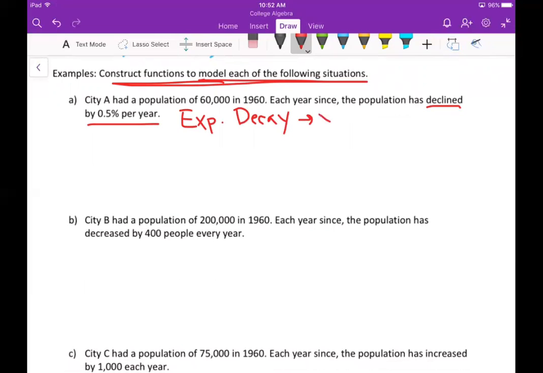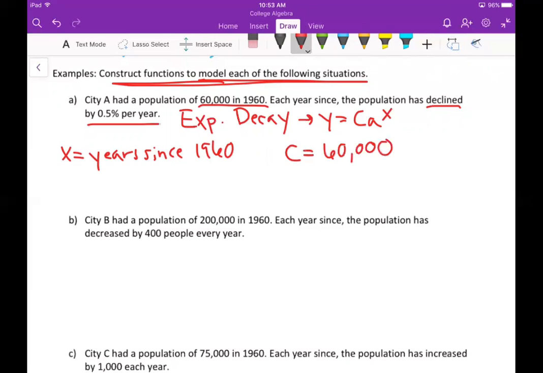So I must have a function that's y equals c times a to the x, and I need to work to get c and a. I know the population in 1960. So let's make this nice and easy on ourselves and let x be that reinitialized variable, years since 1960. That will mean that c is just 60,000 from the beginning, and we don't have to do that extra work to find c. Then, in years since 1960, the population is changing, so y in this case is the population output after so many years.